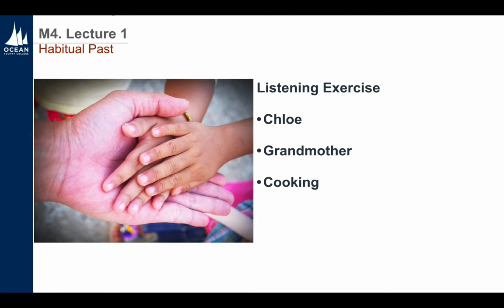So as I mentioned, in the listening exercise that we did already, we heard Chloe talking about somebody in her life that was special to her, and that person was her grandmother. And one of the most important activities that they did together was cooking, and Chloe told us a lot about that and a lot about her grandmother. So let's look at some sentences that I've taken directly from the listening.